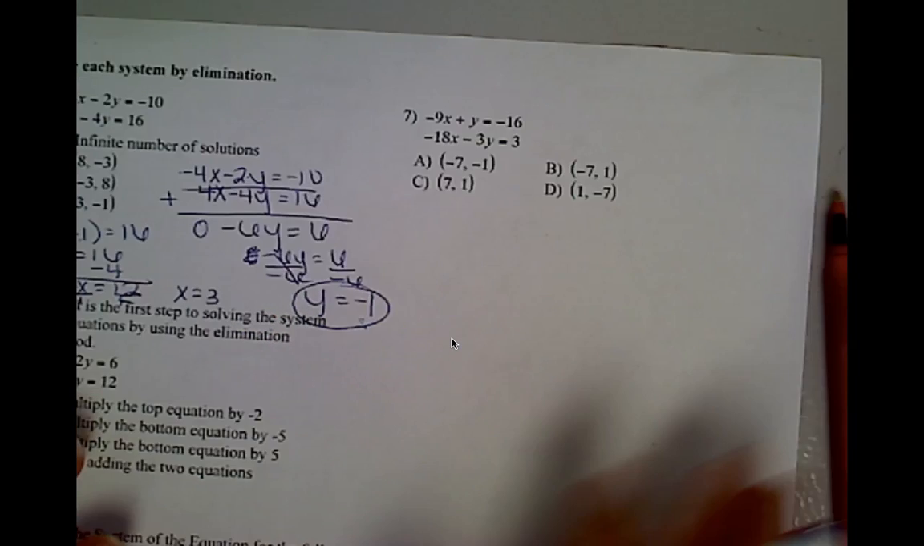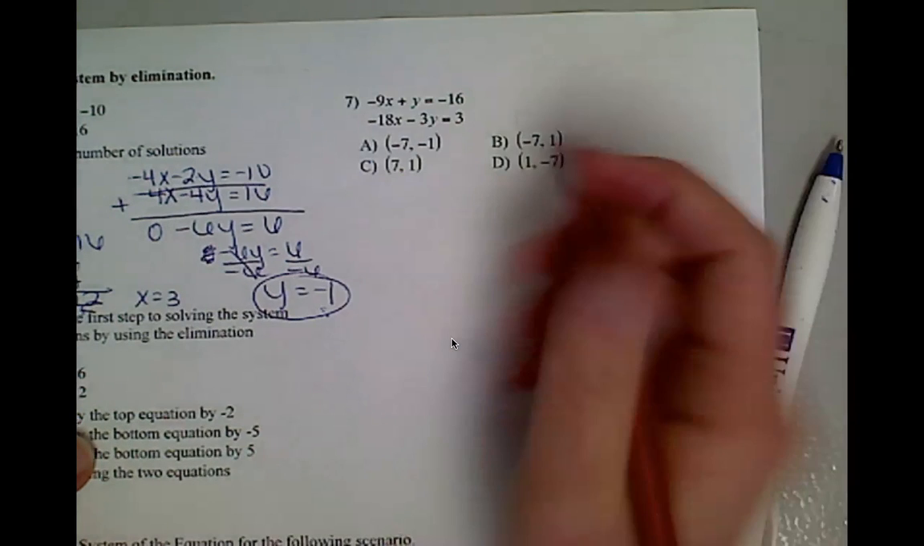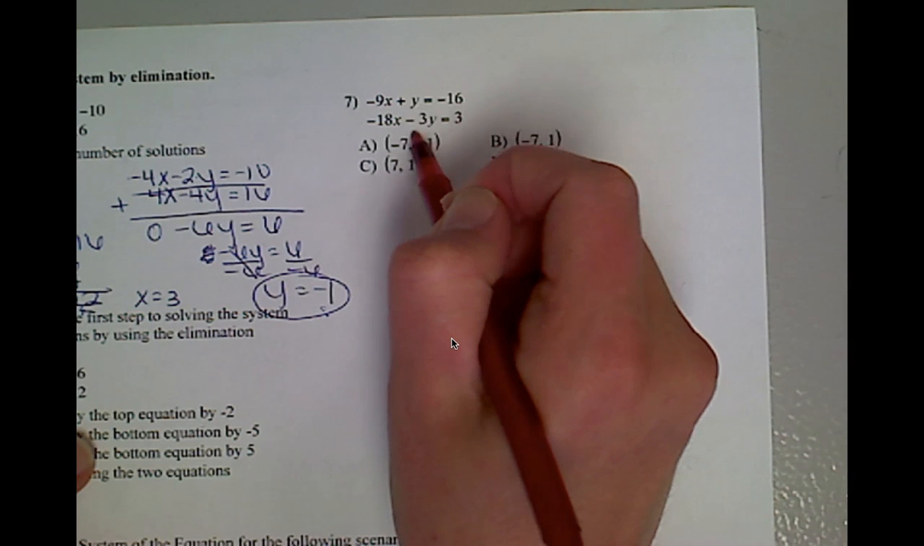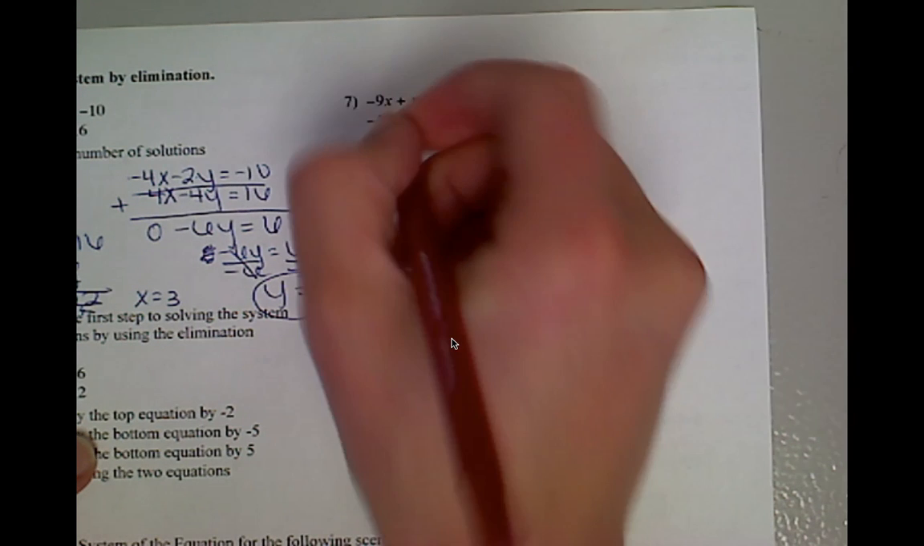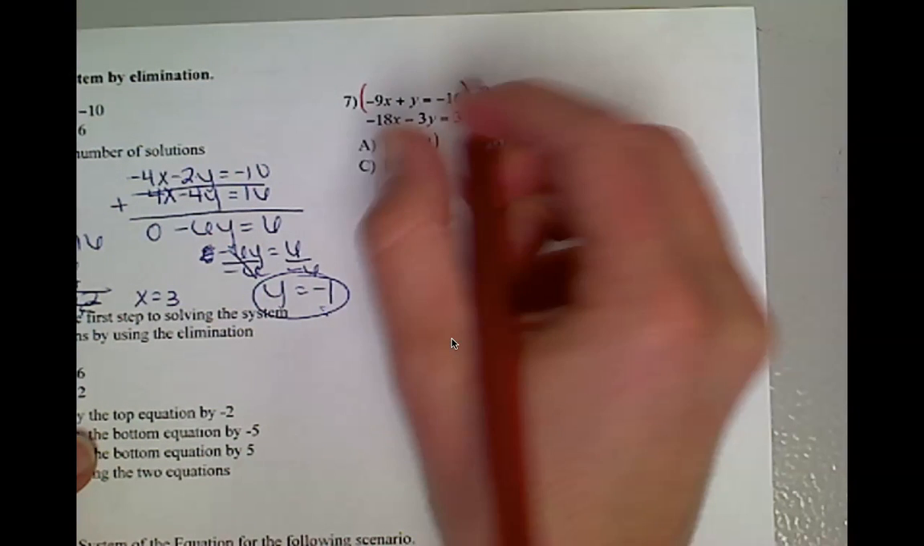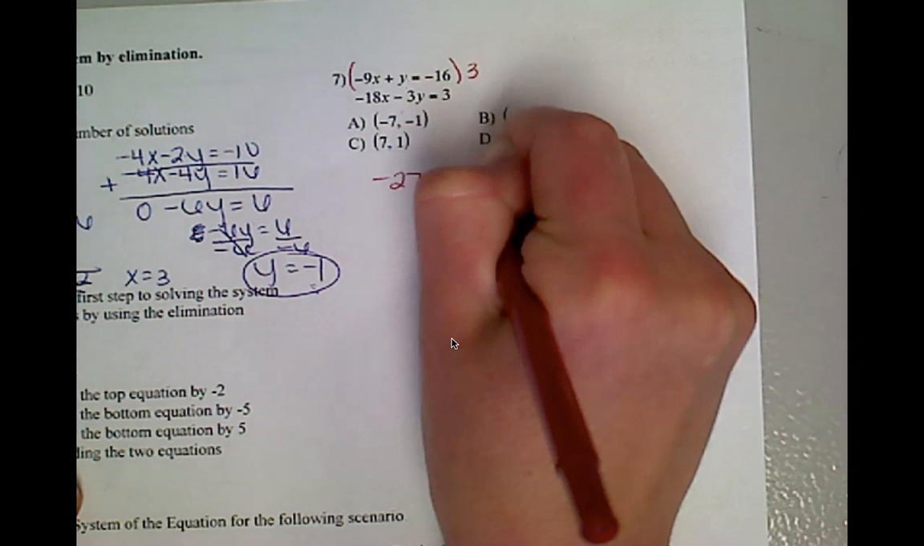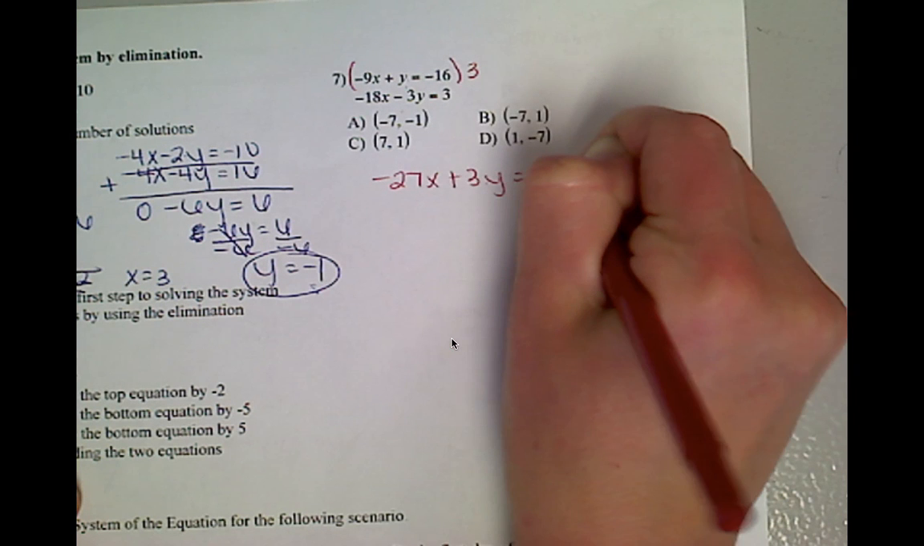Okay, same thing for the next one. When I'm looking at this, I see the y and the y's, one's positive, one's negative. I want them both to be 3. So I'm going to multiply the top one by 3. So 3 times negative 9x is negative 27x plus 3y equals negative 48.